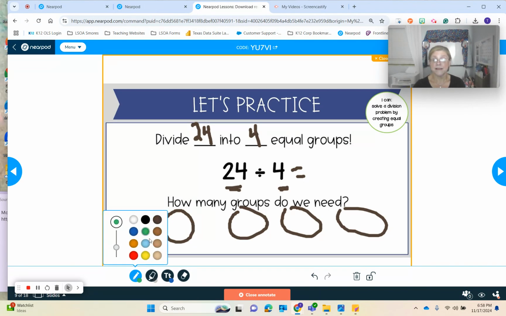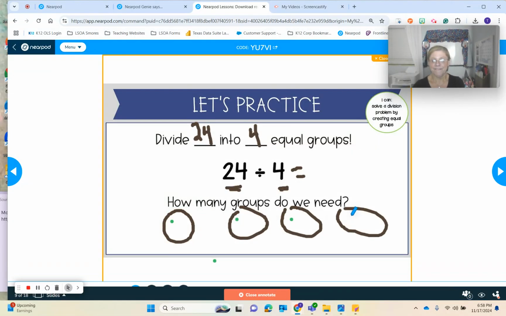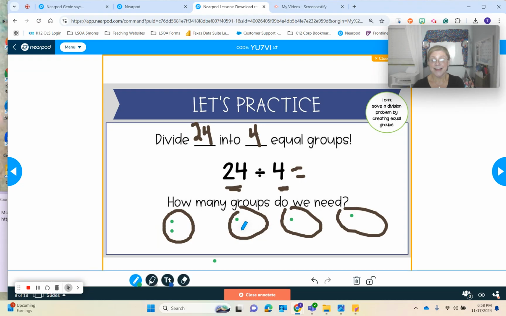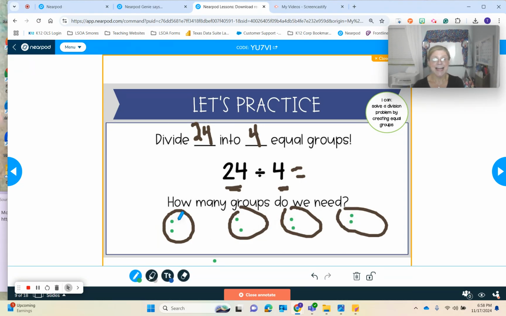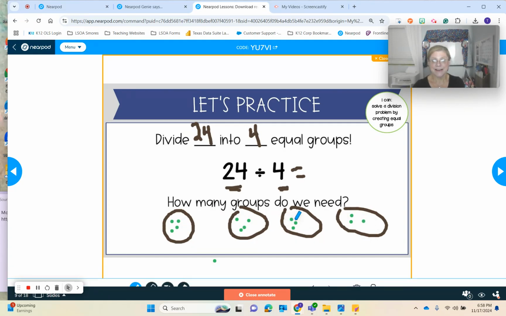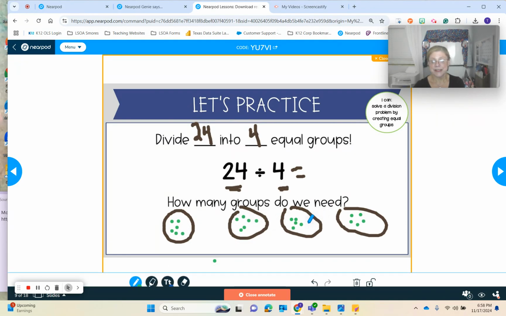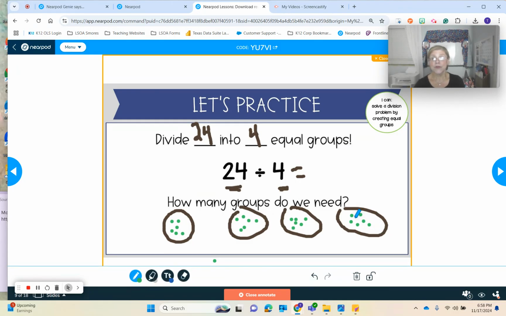Let's change our pen color. So you can just count up to 24. Now, what am I going to do right now? 1, 2, 3, 4, 5, 6, 7, 8, 9, 10, up through 20, 21, 22, 23, 24. So how many dots are in each group?